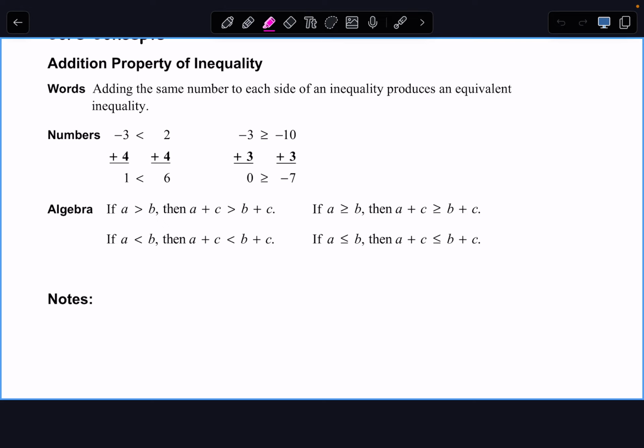Okay? So, if you have an equation or an inequality, A is greater than B, then we can add the same number to both sides. Same thing if it's less than, we can add the same number to both sides. Okay? So just like an equation, we can add the same number to both sides of an inequality, and we still have a true statement. Okay?